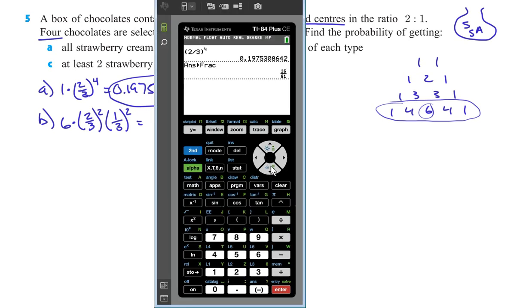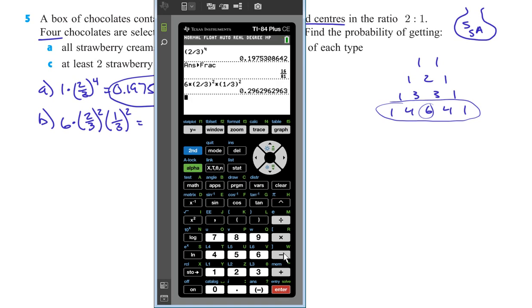Okay, so we just multiply those out. 6 times 2/3 squared times 1/3 squared. Oops, that does not look right. Let's get this fixed. There we go. Squared. Okay, good.